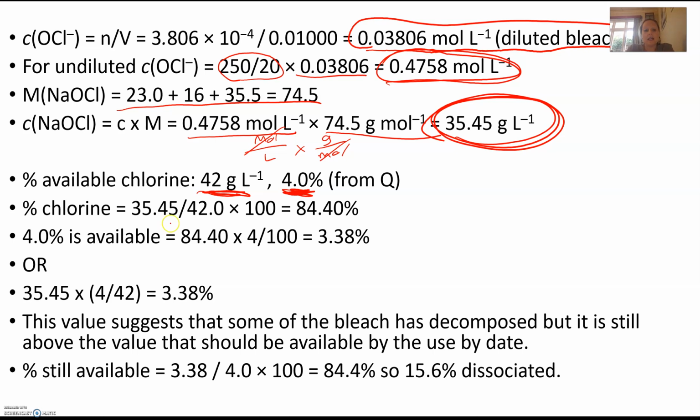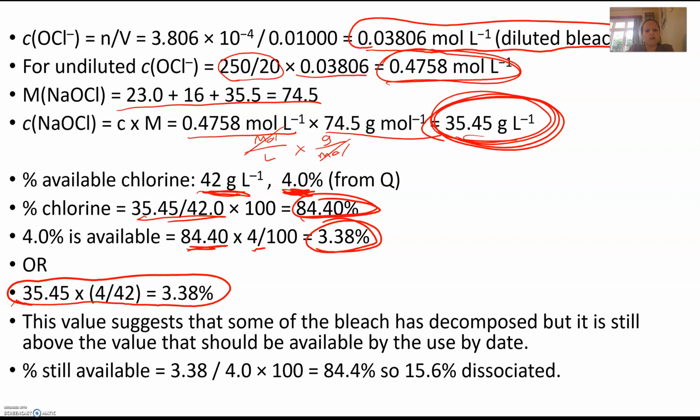So I find this to be the easiest technique. I first of all worked out what is the percent of the chlorine that I've actually got in there using this concentration. So 35 divided by what should be there, and there's actually 84.4% chlorine. Now we know that if it was a full amount, only 4% of it would be active. So I'm going to work out what percent I've got if I've got 84.4. So I times that by 4 over 100, and it turns out that the amount we've got is 3.38. This is another method here. If that works better in your head, please do that. This just works so much better for me, and I process this way. I didn't work it out this way.